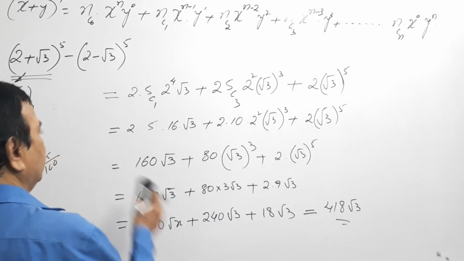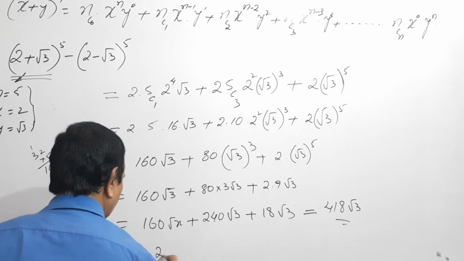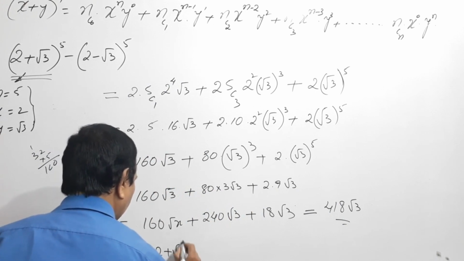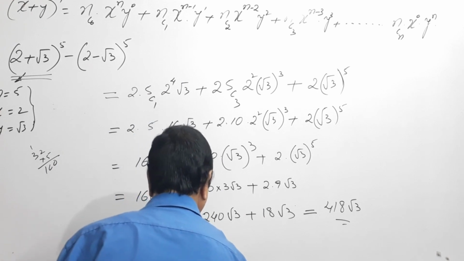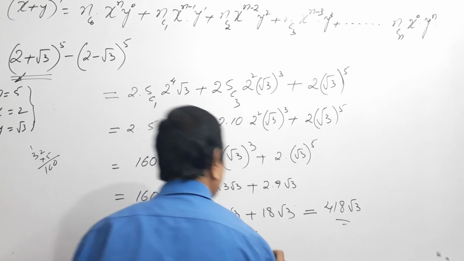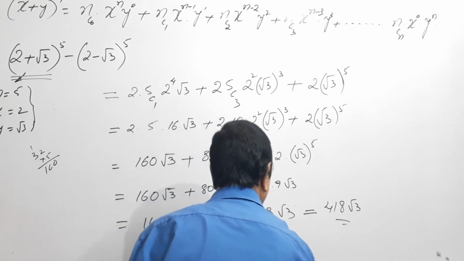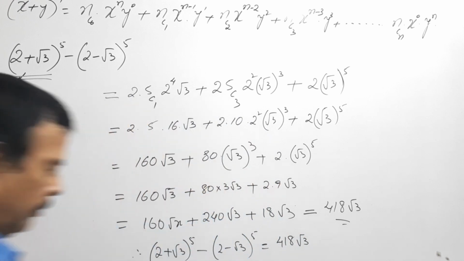So please make a note of this. Therefore, (2 plus root 3) to the power of 5 minus (2 minus root 3) to the power of 5 equals 418 root 3. This is the answer.